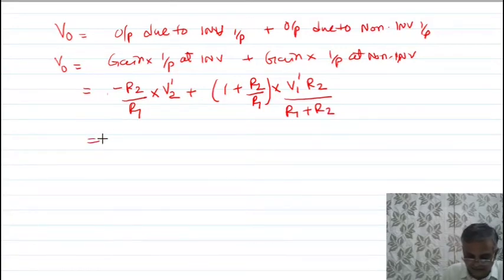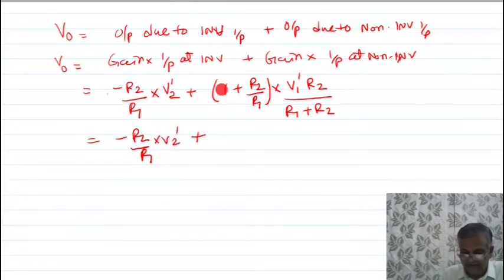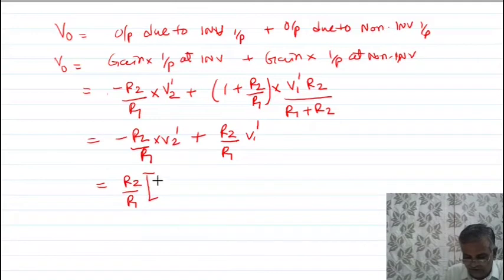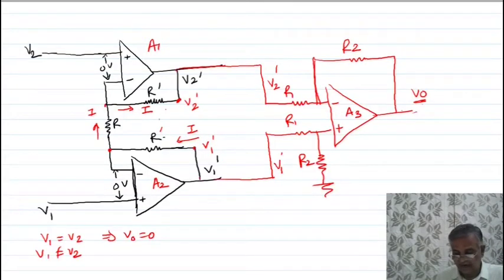So I can write minus R2 by R1 into V2 dash plus, if you take the LCM, R1 plus R2 will be cancelled with this. Very easy mathematics, so I am not increasing the number of steps. I can take R2 by R1 common, so my equation of the output voltage is: output is nothing but R2 by R1 into V1 dash minus V2 dash.